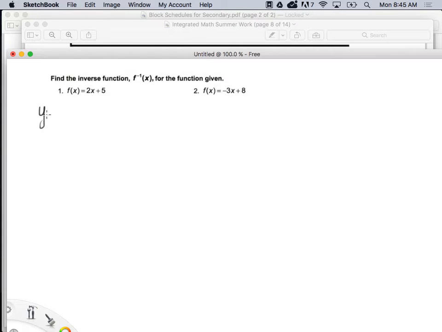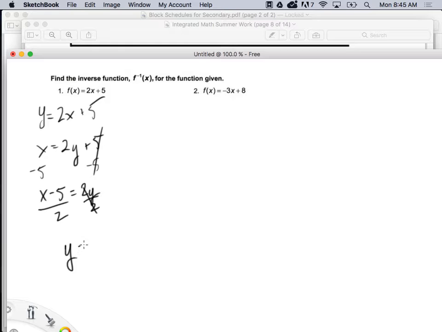Okay, so change it to y equals 2x plus 5. Flip it, x equals 2y plus 5. Solve for y. So subtract 5 from both sides. Bam. x minus 5 equals 2y. Divide by 2. y equals (x minus 5) over 2, or 1/2 x minus 5/2. This is simplifying. Okay? That's how you find an inverse. Any questions?